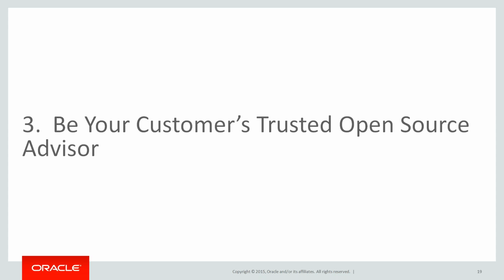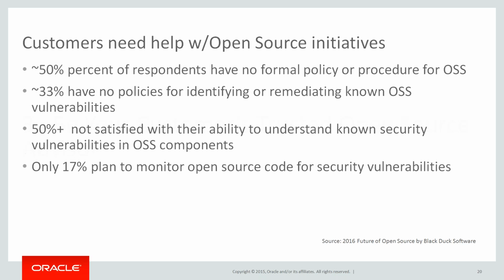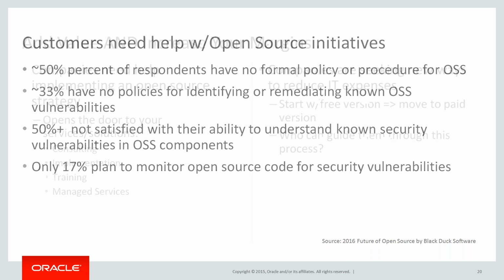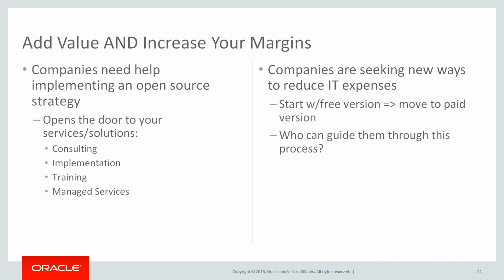All right, so the third key step here is to become your customer's trusted open source advisor. We're going to go back to some figures from that 2016 Future of Open Source study. As you can see with these numbers, customers need help with open source initiatives. About 50% of the respondents said they have no formal policy or procedures for open source software. Over 50% are not satisfied with their ability to understand known security vulnerabilities in open source software components. So as you can see from those numbers, companies clearly need help with an open source strategy.